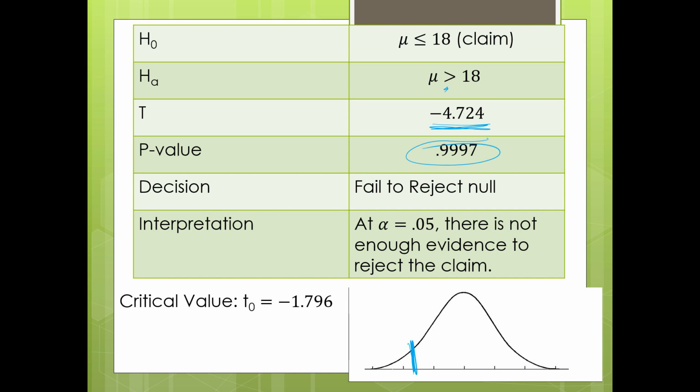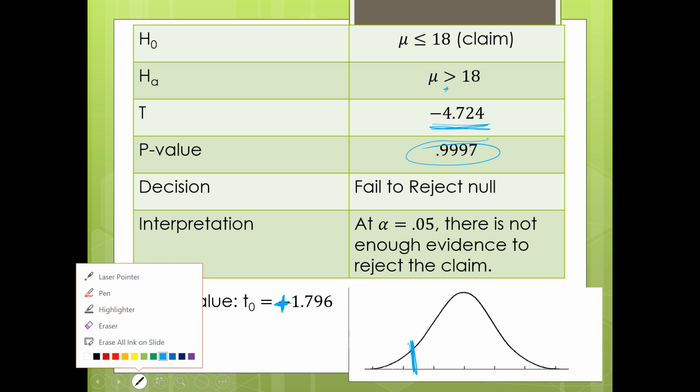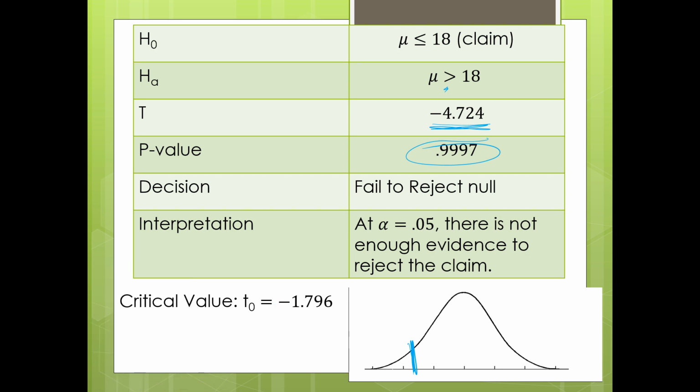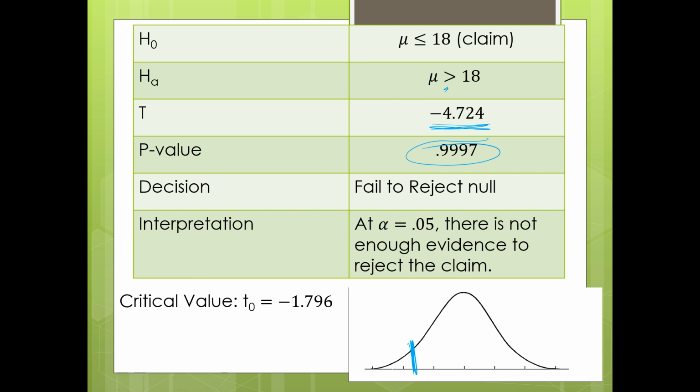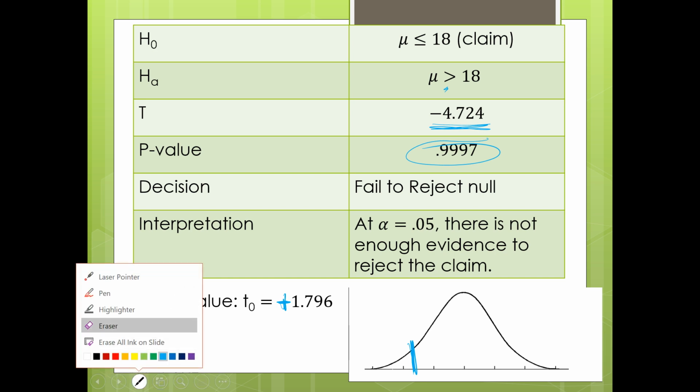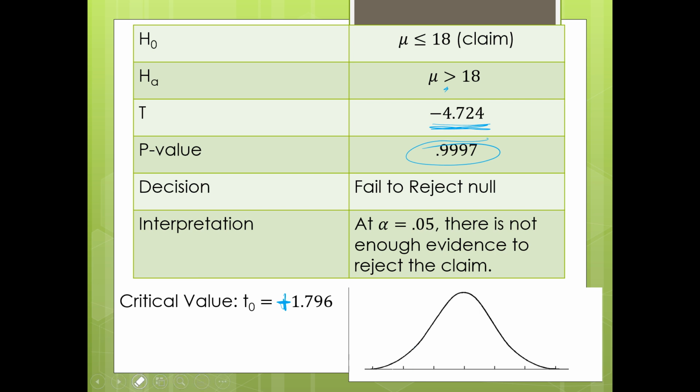Oh no, wait, sorry. That's wrong. See, I found a mistake. Our critical value should be positive 1.796 since this was a right-tailed test. So that was a right-tailed test. So let me erase that line I made right there. Sorry, guys. I'll get this at some point. Okay, so our critical value was positive 1.796.